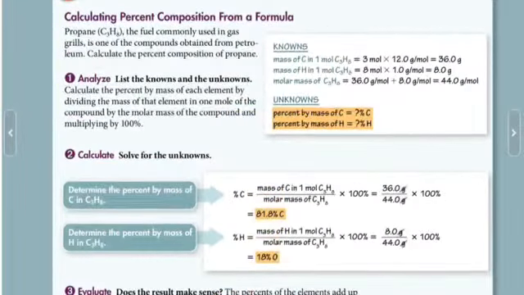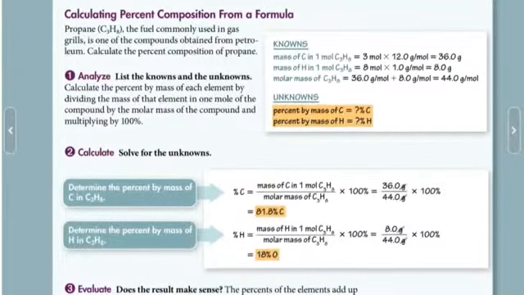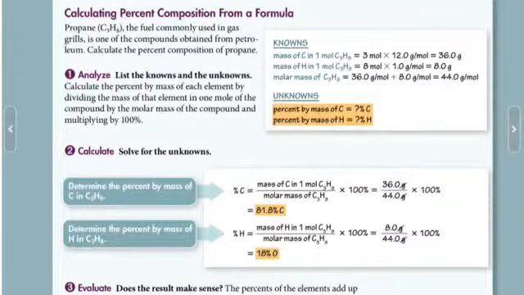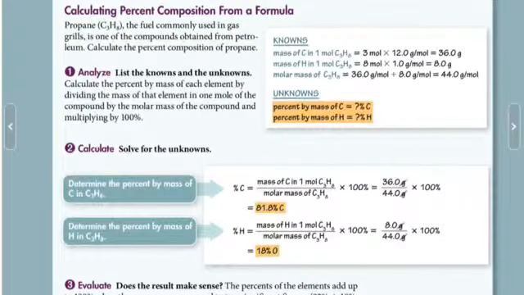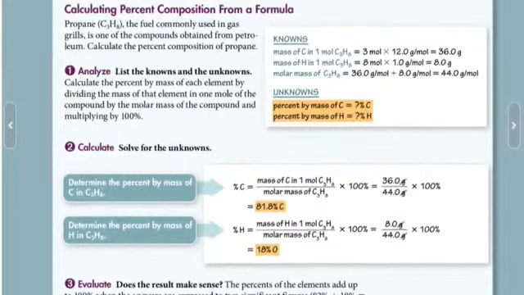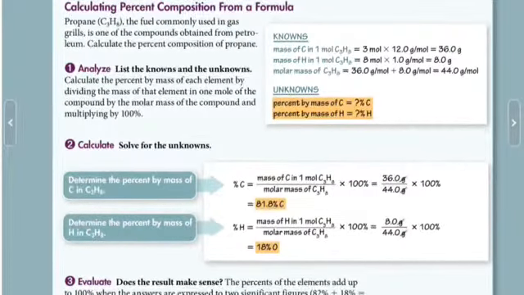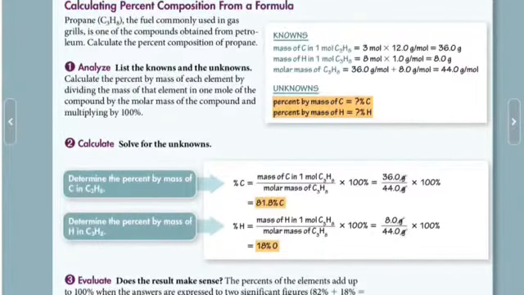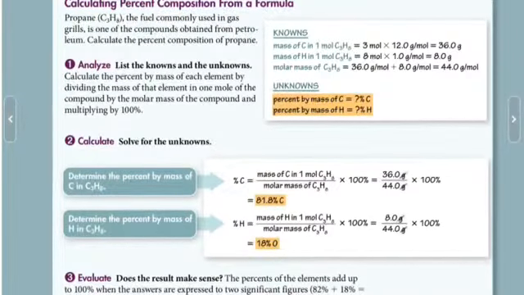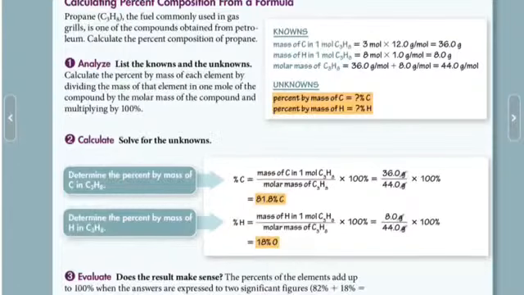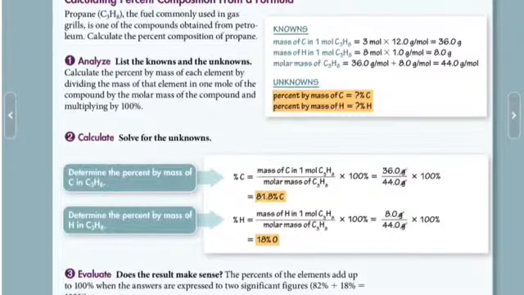The second problem states that propane, C3H8, the fuel commonly used in gas grills, is one of the compounds obtained from petroleum. Calculate the percent composition of propane. The first step, like the previous problem, is to find the knowns and unknowns. The knowns are the mass of C in 1 mole of C3H8, which is equal to 36 grams, the mass of H in 1 mole of C3H8, which is 8 grams, and the molar mass of C3H8, which equals 44 grams per mole.